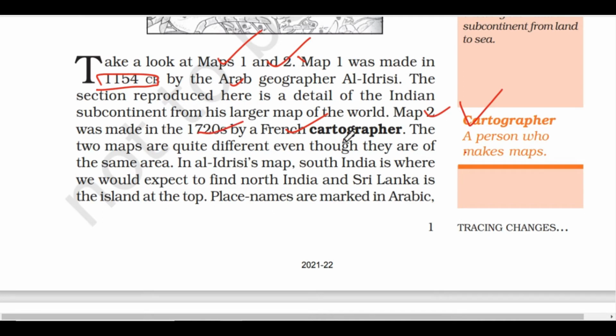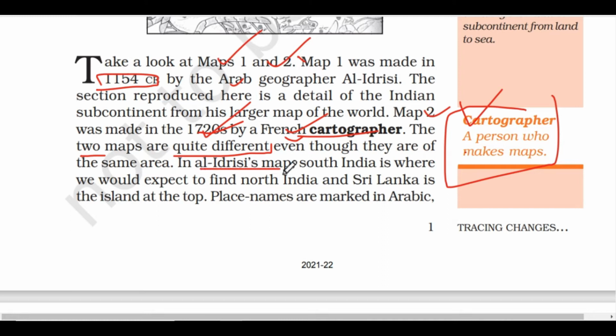And map 2 was made in the 1720s by a French cartographer. A cartographer is a person who makes maps. So anyone who makes maps will be considered a cartographer. So this French guy was also a cartographer, and he made a map of the Indian subcontinent in the 1720s, and these two maps made by Al-Idrisi and the French cartographer are very different from each other. So we're gonna understand the differences.